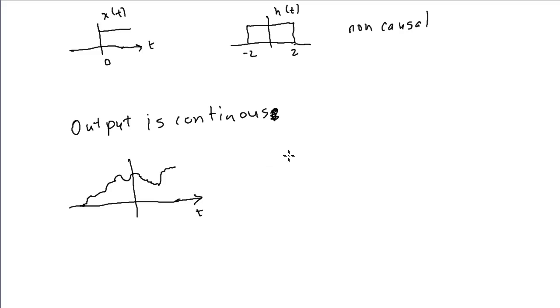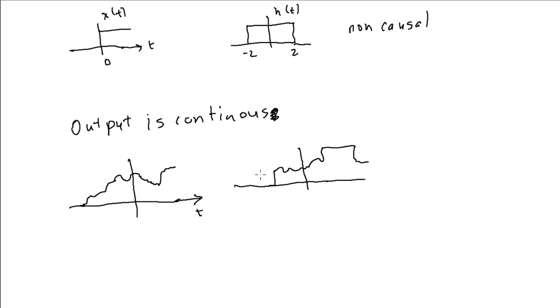What I mean by continuous is that there are no jumps in the function. I don't have an instantaneous jump here and then another instantaneous jump as I go between these different segments, at -2 and 2, for example. So that's a nice check.